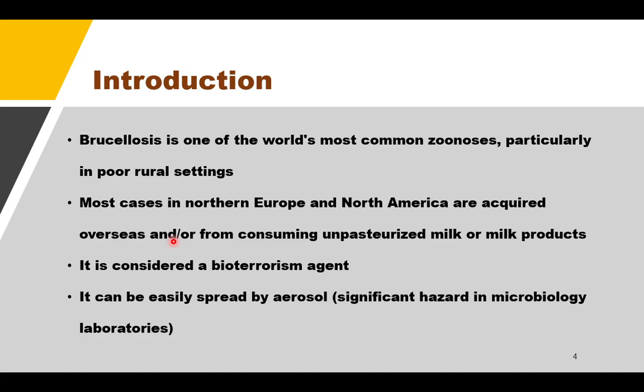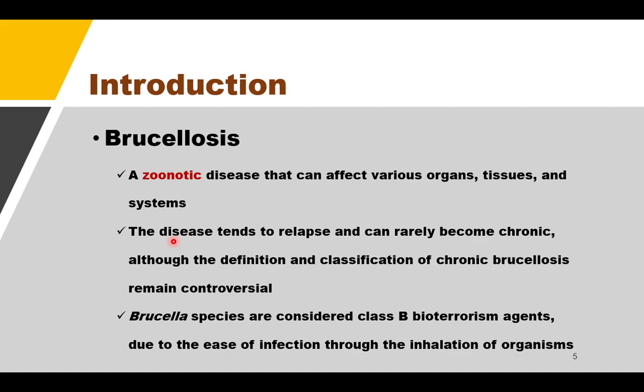It is considered a bioterrorism agent because it's a biosafety level 3 organism. It can easily spread by aerosols, so it represents a significant health hazard in microbiology laboratories. As stated earlier, brucellosis is an example of a zoonotic infection, but it has a systemic dispersion, so it can involve various organs and tissues of the body. The disease tends to relapse and it can become chronic, although rarely.